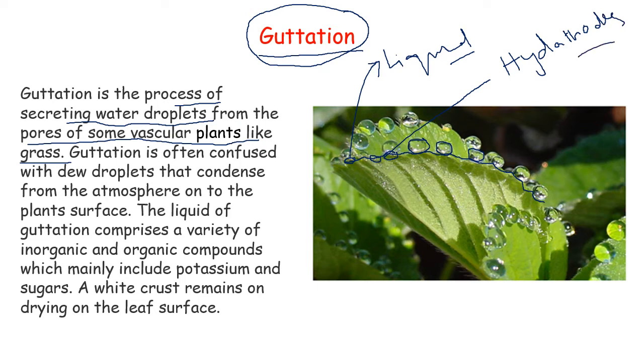But these hydathodes are small pores present on the margins of the leaves where the vascular supply cuts. They are different from stomata. Stomata are present throughout the surface of the leaves.